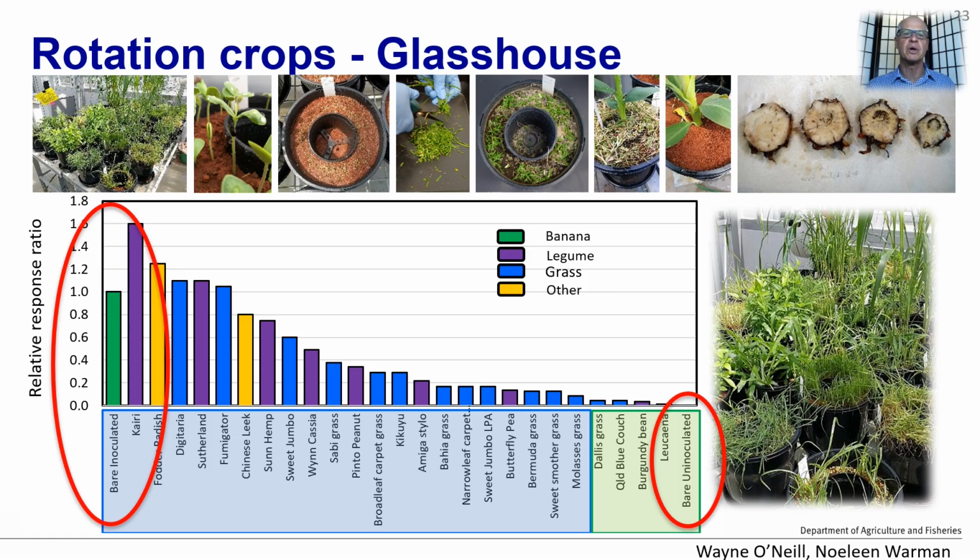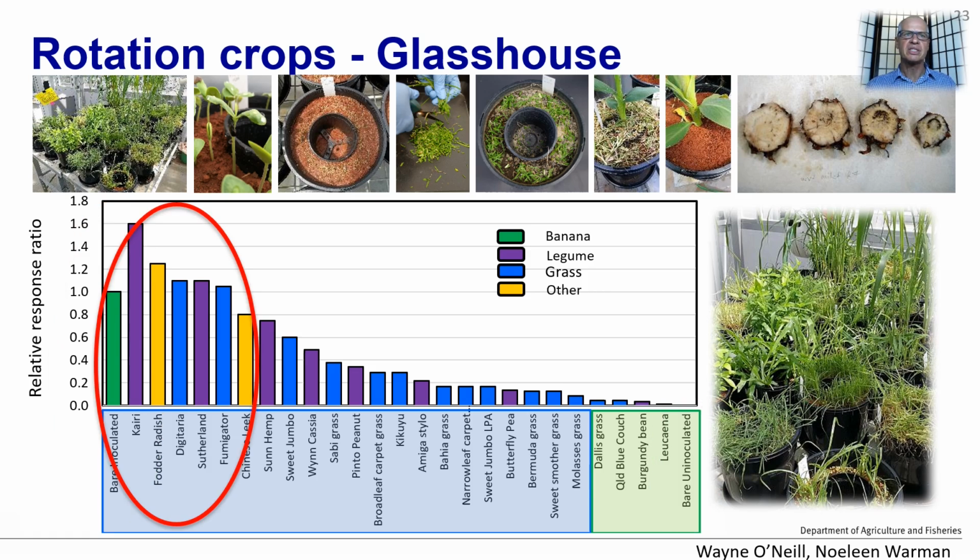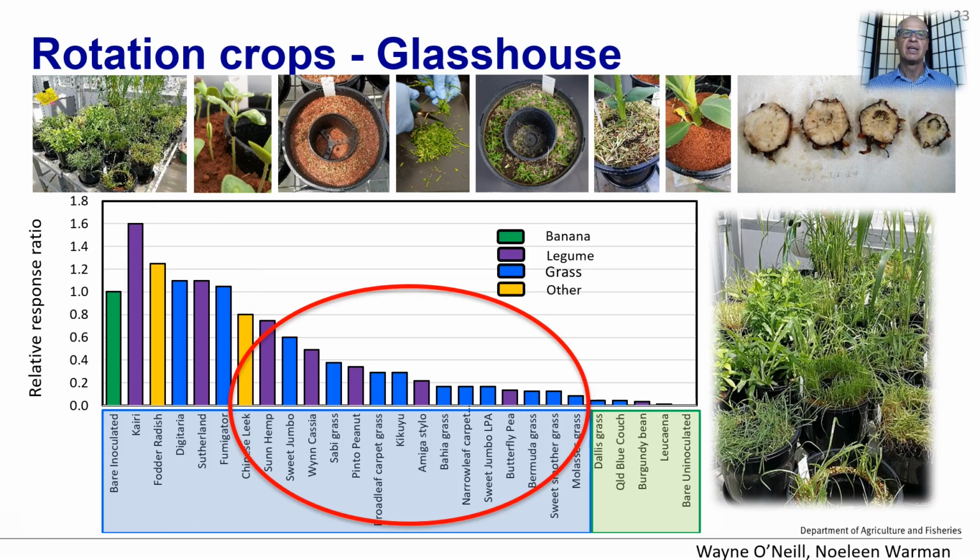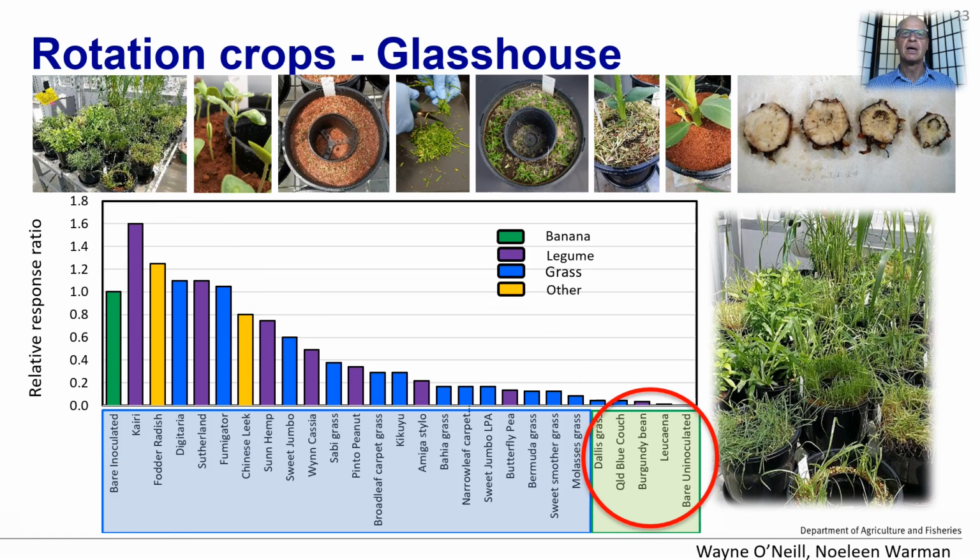a range of responses. Some crops, like peanuts and brassicas, appear to be good hosts to FOC. There are many intermediate hosts, but we found 4 species that had a similar recovery of FOC to the uninoculated banana control, such as Dallis grass, Queensland blue couch, burgundy bean, and leucaena. These are worthy of further investigation.